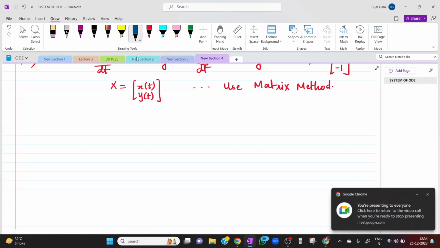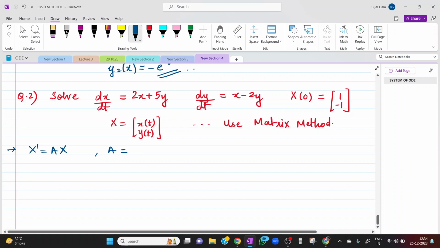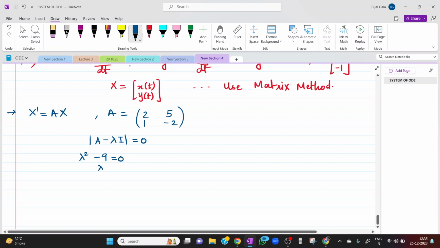Will you start by expressing this in the standard form as x dash is equal to Ax, where A over here would be [2, 5; 1, -2]. Your characteristic equation is given by determinant of A minus lambda I is equal to 0, which will turn out to be lambda square minus 9 equal to 0. So lambda would be equal to plus or minus 3.